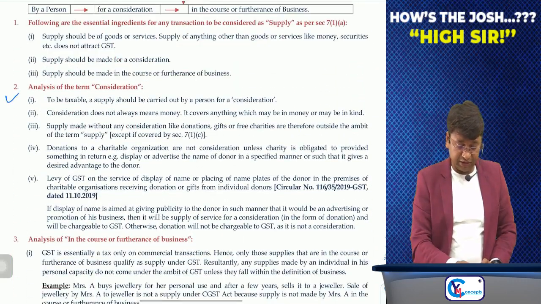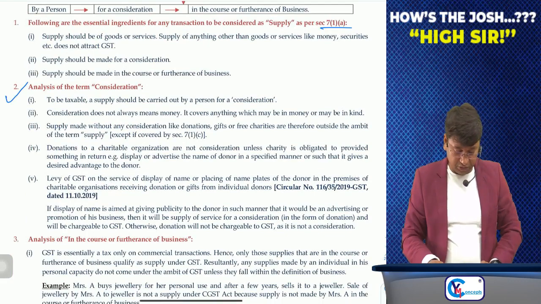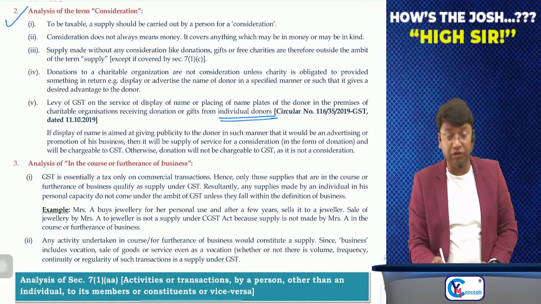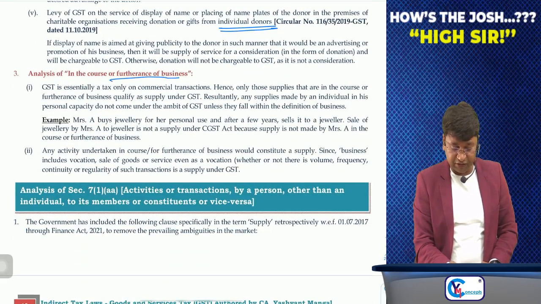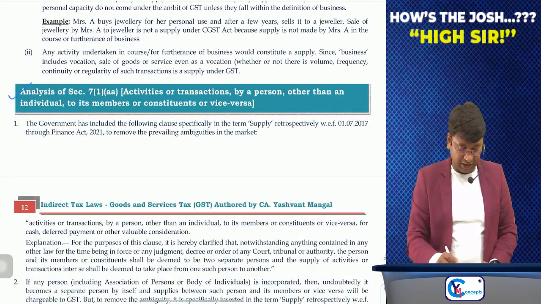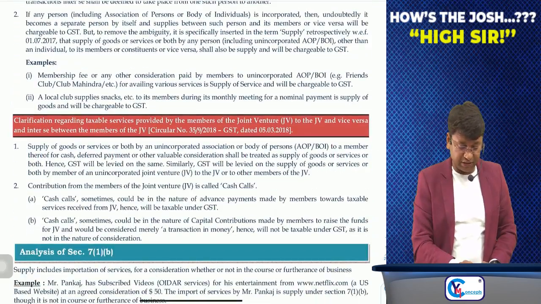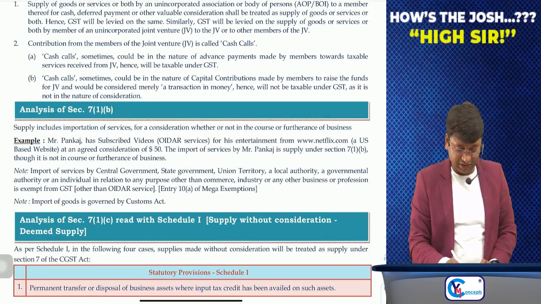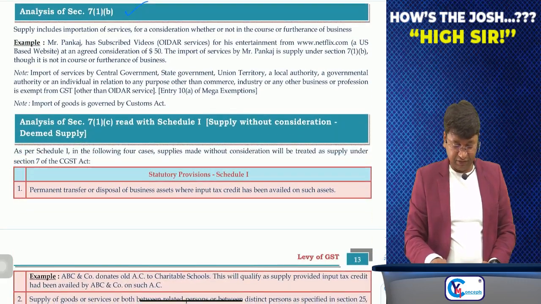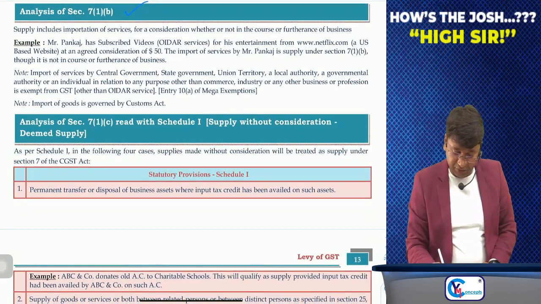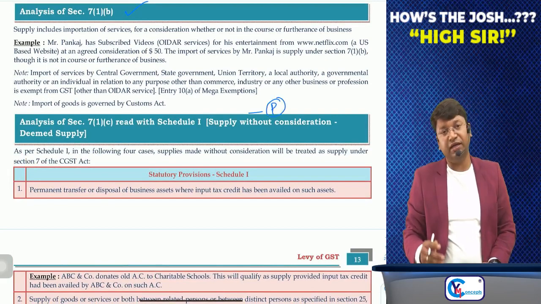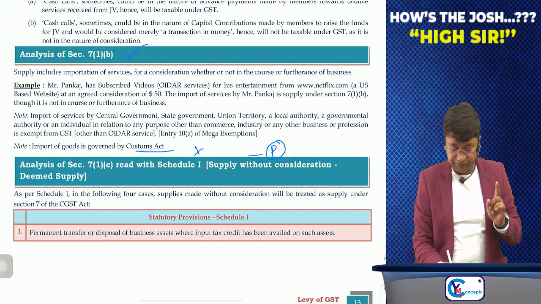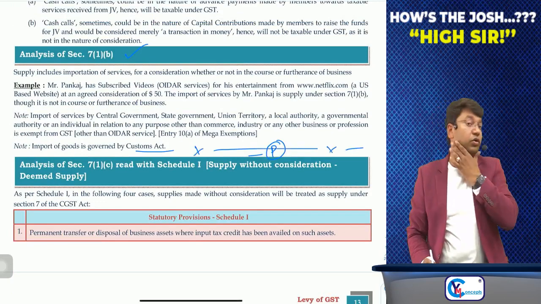Consideration, supply includes. The circular of the donor, individual donation. Then in the course or furtherance of business. Then clause number AA. This circular we have already discussed. Capital contribution and cash calls. Then 7(1)(b). Then 7(1)(c). From here we will be studying from the next lecture. But till this point you have to cover from your end also, beta.